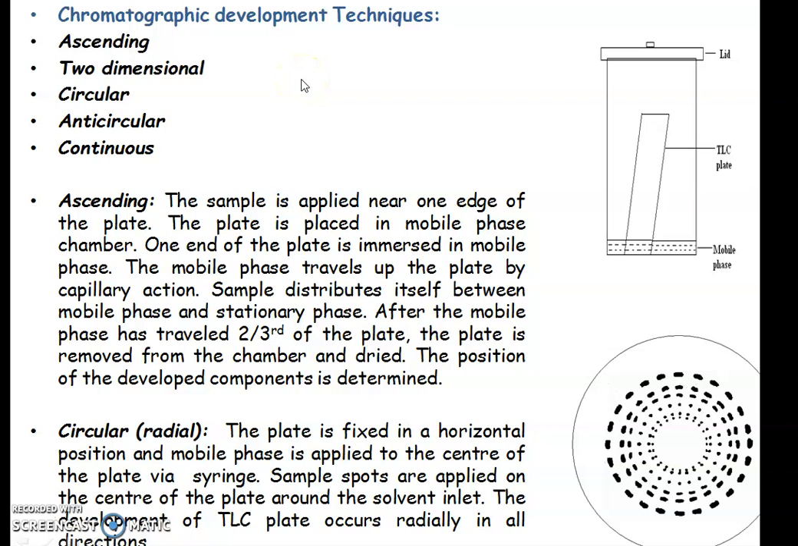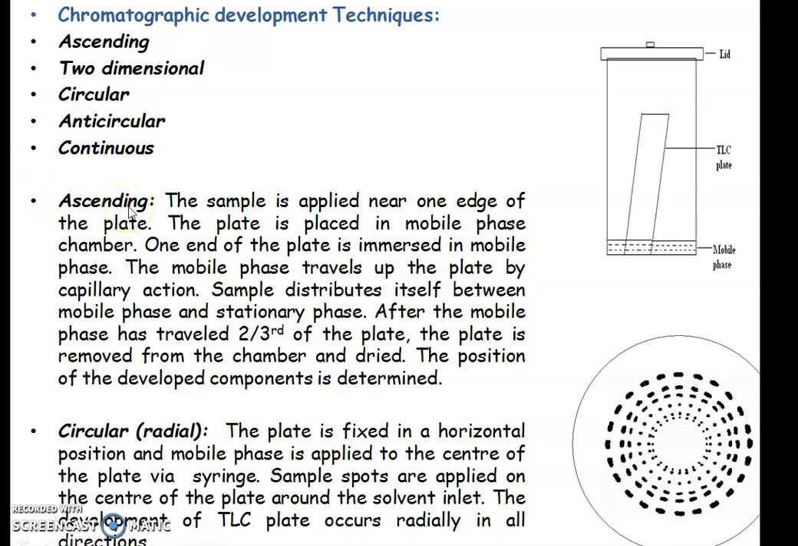Now let's discuss different chromatographic development techniques. So far we are aware of the ascending development, but there are different techniques like two-dimensional, circular, anti-circular and continuous modes by which chromatographic development can be carried out.